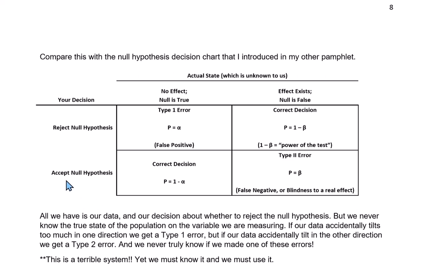So now, if we accept the null hypothesis when, in fact, the treatment really does work, what does that entail? Well, that's a type 2 error, and that's blindness to a real effect. It's a false negative. And the probability of that is equal to beta. But again, we don't know what beta is. The only way to know beta is to run a power analysis. And so in both of these situations, if we reject the null hypothesis or if we accept the null hypothesis, we don't know if we are correct.